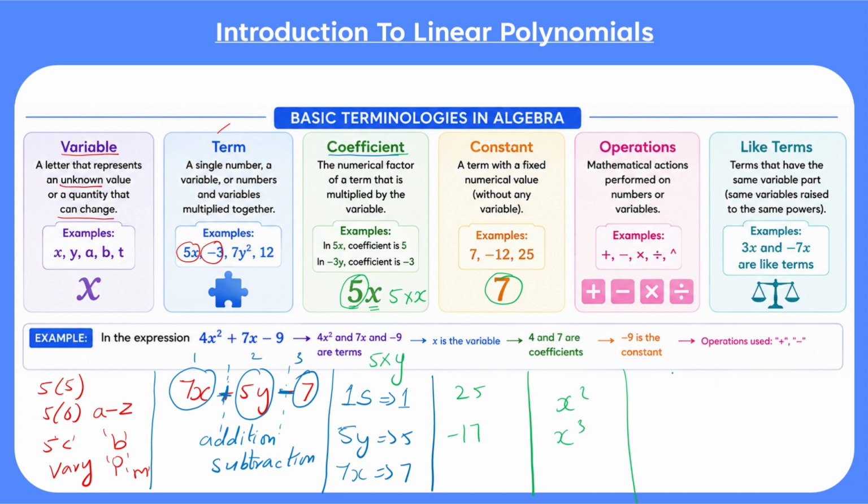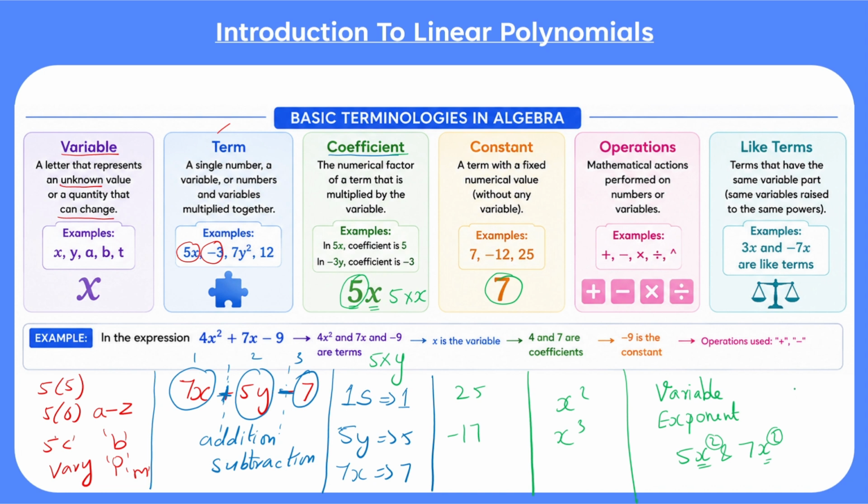Okay, the last thing is the like terms. Terms that have the same variable part and are also raised to the same power. Okay, what does it mean? So what are like terms? Like terms will have the same variable, so you have to ensure that the variable is the same and the power or the exponent of the variable is also the same. Suppose, say for example, 5x to the power 2 and 7x to the power 2. These are like terms because they have the same variable x and they also have the power as 2. So the exponent is also the same, the variable is also the same.